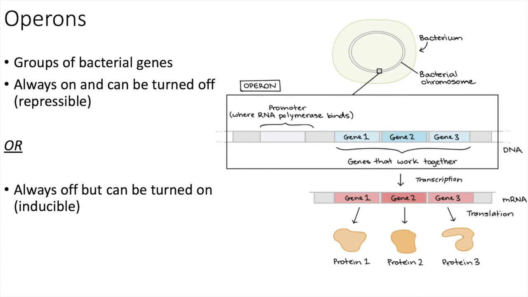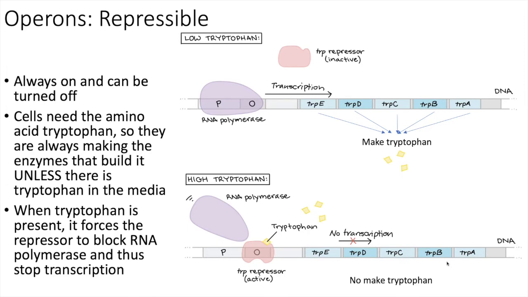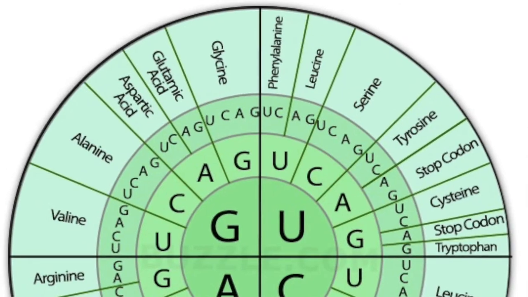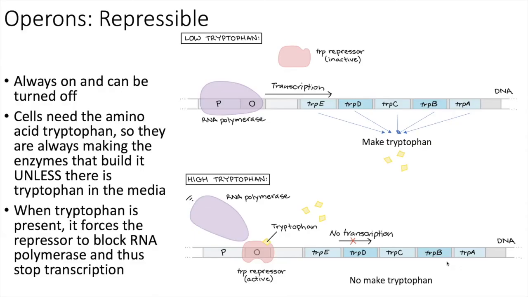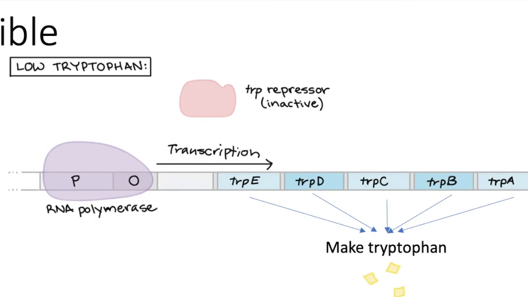There's a big example of each of these. A repressible operon, the classic one, is called the trip operon. That's one that's always on but can be turned off. So it turns out that cells need tryptophan. So tryptophan is an amino acid. It's on the circle chart that I just showed a minute ago. If you don't have enough tryptophan in your cell, then you can't make your proteins because you need tryptophan to make proteins. And so we have enzymes that can make tryptophan. That's what the trip operon, the TRP operon, is for. And so it's normally on. Like, you need to be making tryptophan all the time.